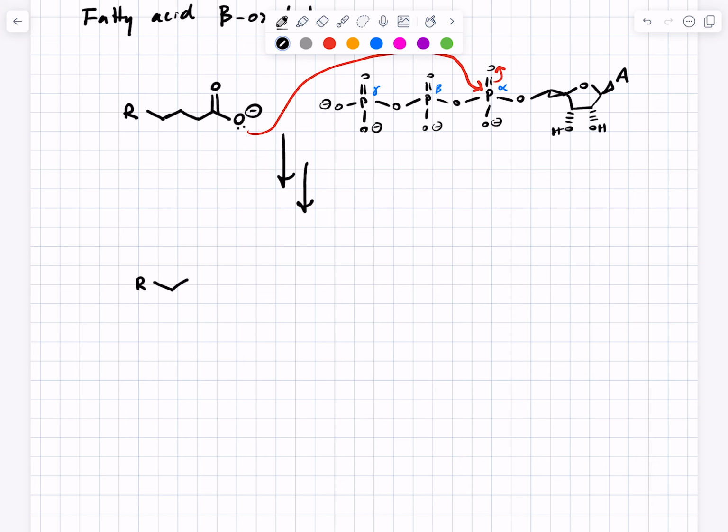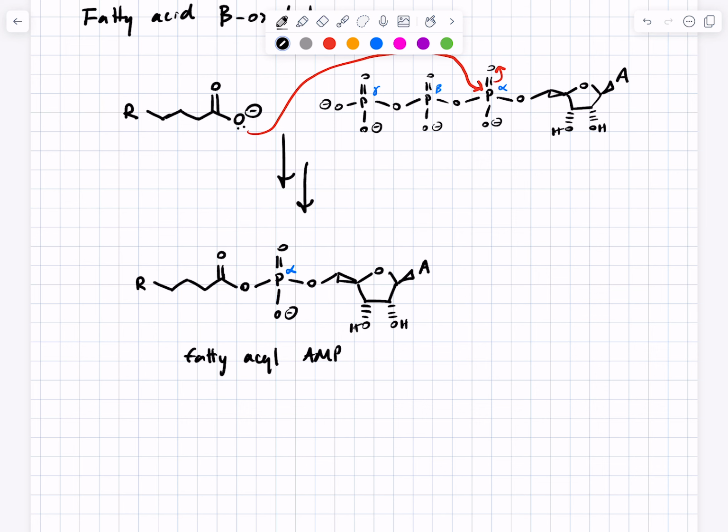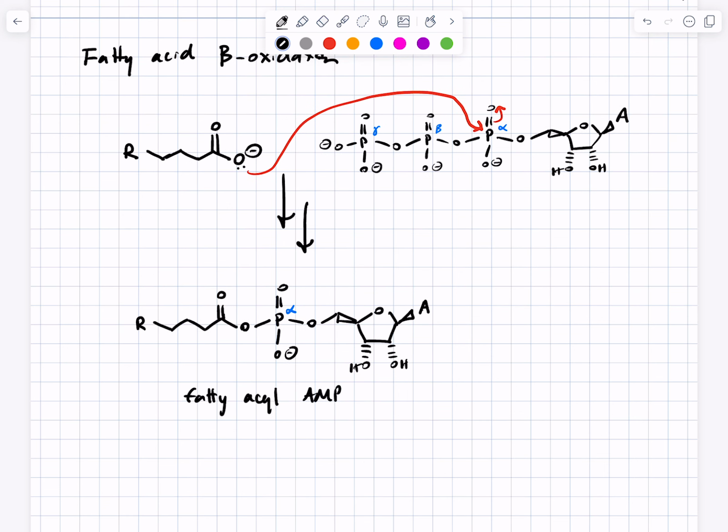When we're done, we now have a new bond between oxygen and phosphorus. That phosphorus is the former alpha phosphorus. It's attached to the 5' hydroxyl of the adenosine ribose ring. And this is called a fatty acyl AMP. And then, of course, the leaving group in all of this is what's here.